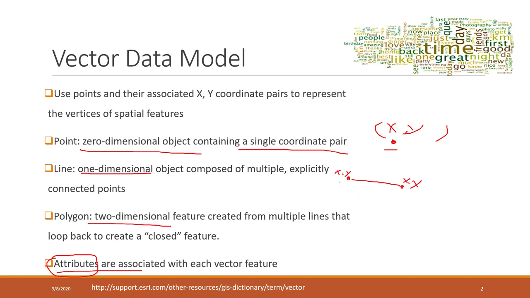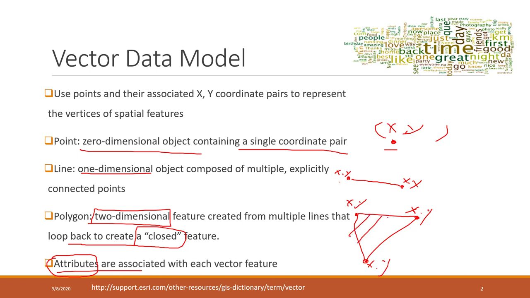The third one is called polygon. A polygon is a two-dimensional feature that has multiple points, and those points loop back and create a closed feature. For example, here we have three points, and each single point has its own coordinates, x and y. So this will be a two-dimension feature, and this feature can also have attributes like the area and other non-spatial information about this polygon.